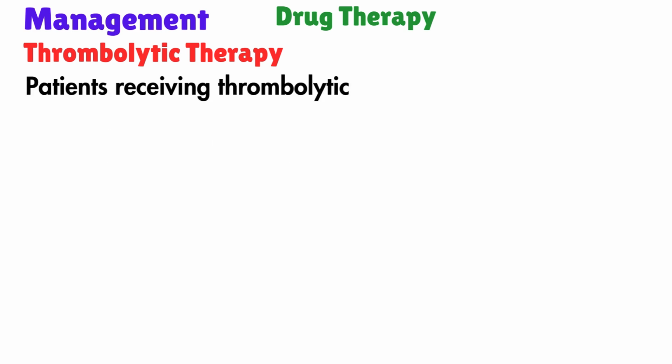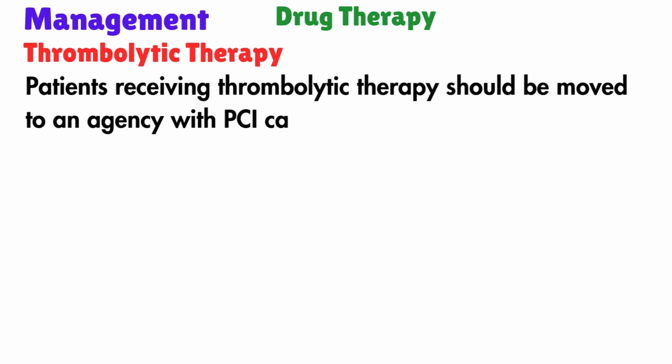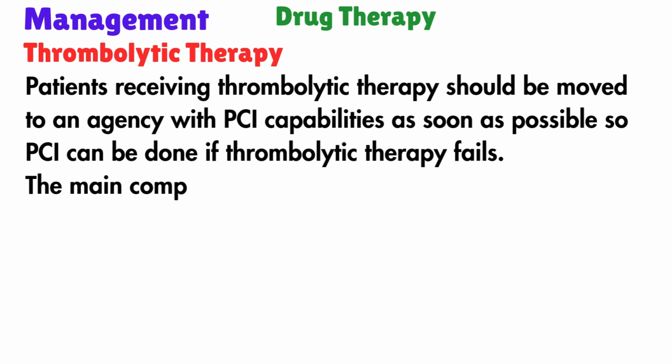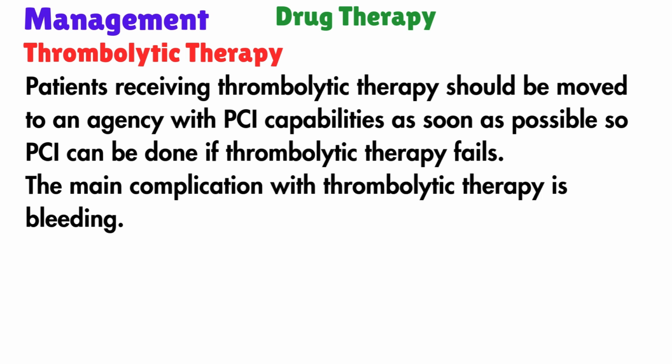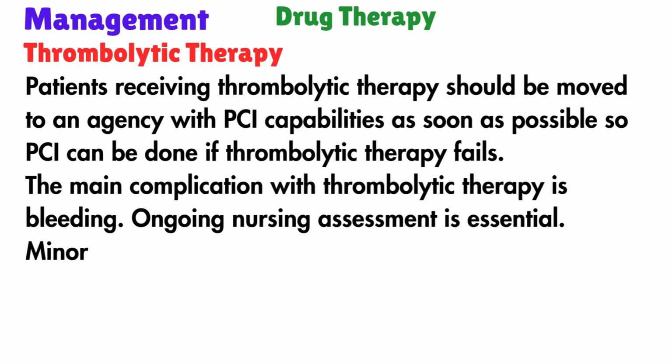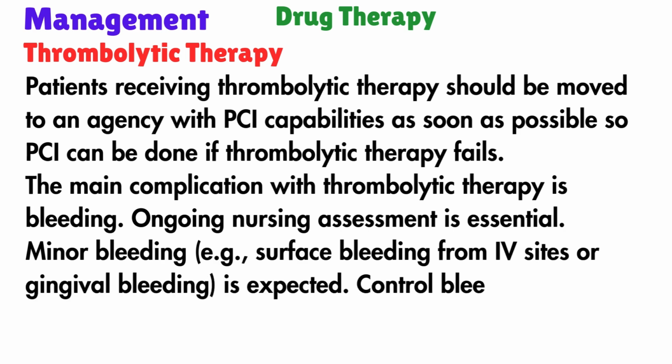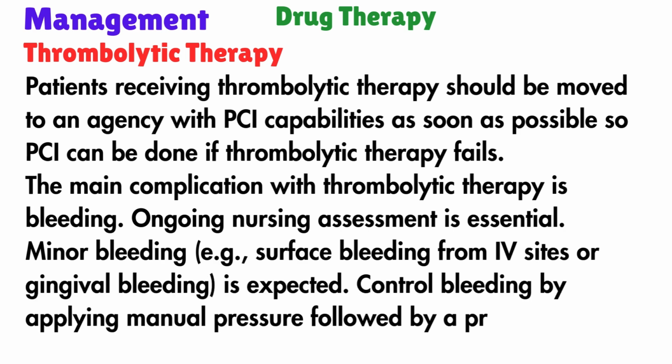Patients receiving thrombolytic therapy should be moved to an agency with PCI capabilities as soon as possible, so PCI can be done if thrombolytic therapy fails. The main complication with thrombolytic therapy is bleeding. Ongoing nursing assessment is necessary. Minor bleeding is expected. Control bleeding by applying manual pressure followed by a pressure dressing or ice pack.